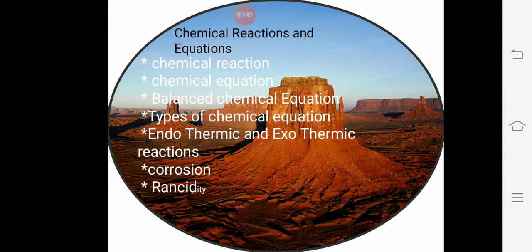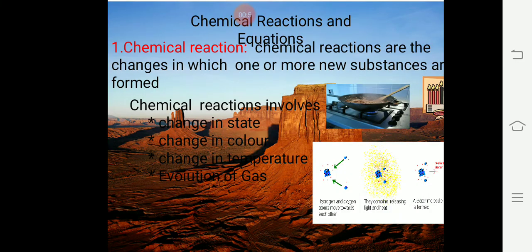examples, and endothermic and exothermic reactions, the definitions of endothermic and exothermic and some examples, and next one is corrosion, and next one is rancidity. These are all the topics we are discussing today. So which is the first one? Chemical reaction.